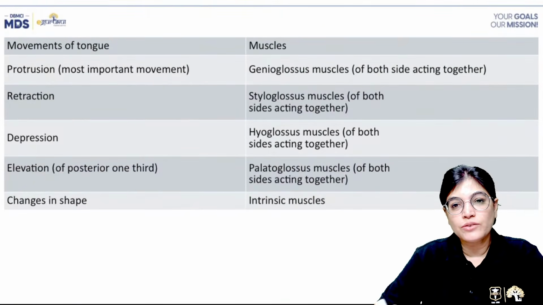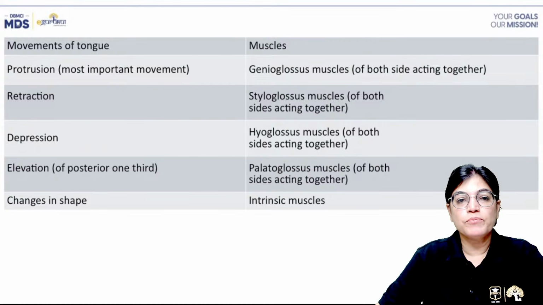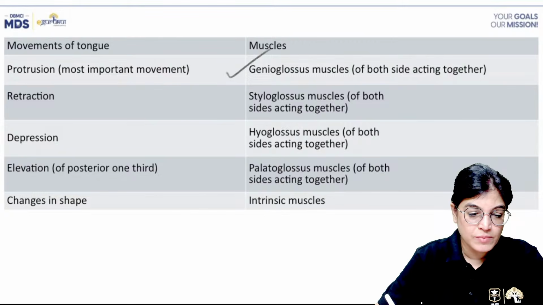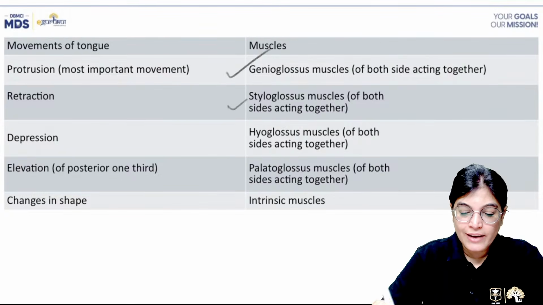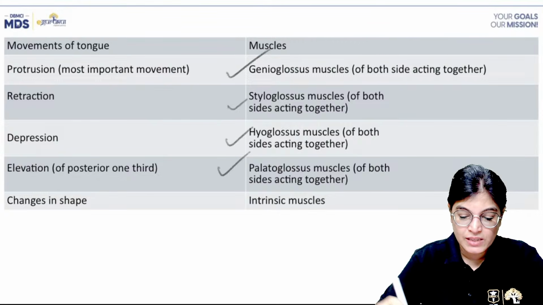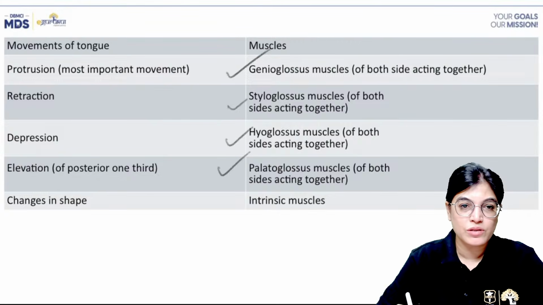So I would like to just revise the action of tongue muscles. Protrusion of the tongue, the most prominent and most important action, is done by the genioglossus muscle, a fan-shaped muscle. Retraction is done by the styloglossus muscle. Depression is done by the hyoglossus muscle. Elevation is done by the palatoglossus muscle.